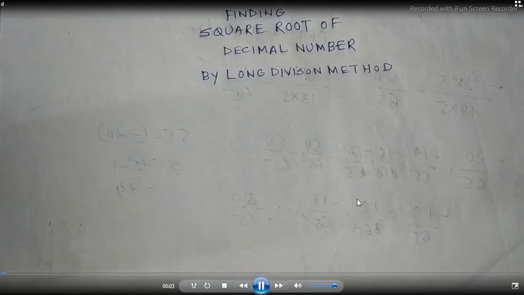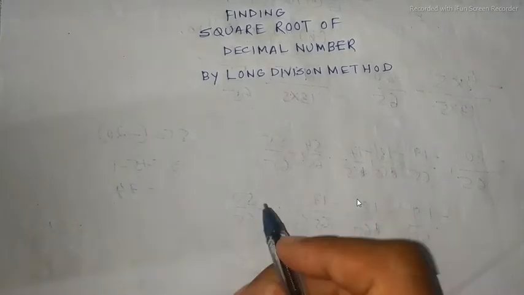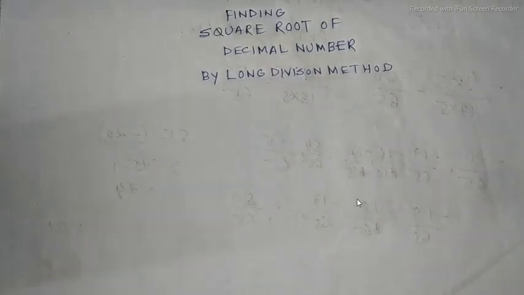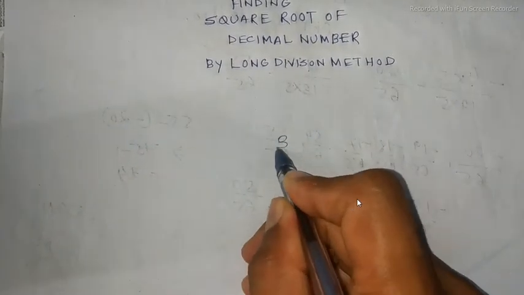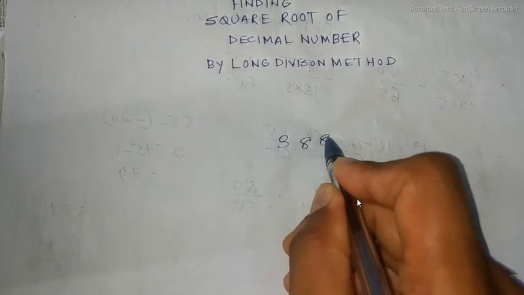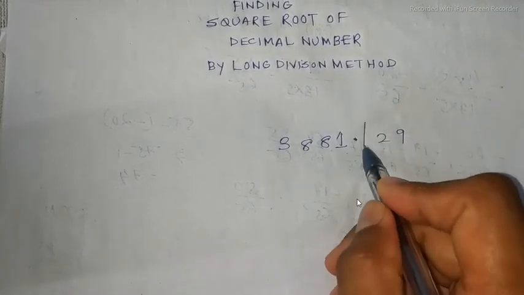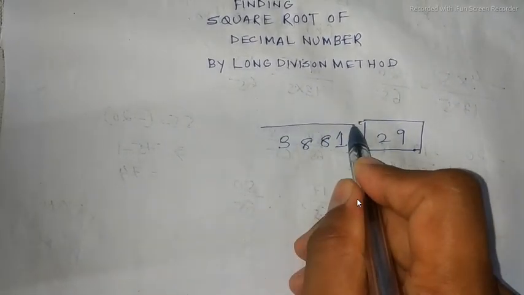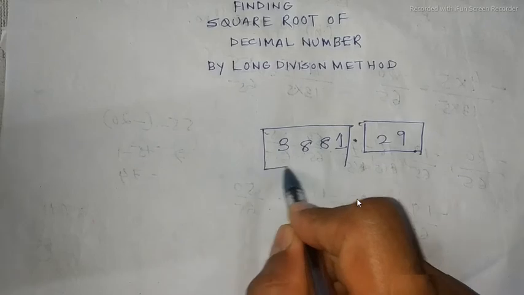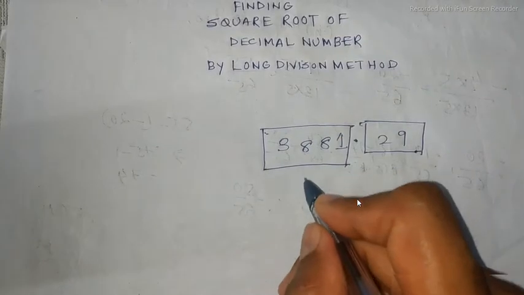So in this video we shall learn how to find the square root of decimal numbers by using the long division method. 3, 8, 8, 1, 9, 2, 9. This portion is called the integral portion.